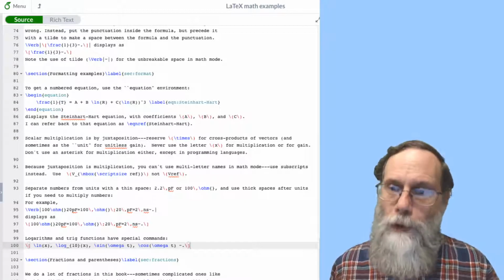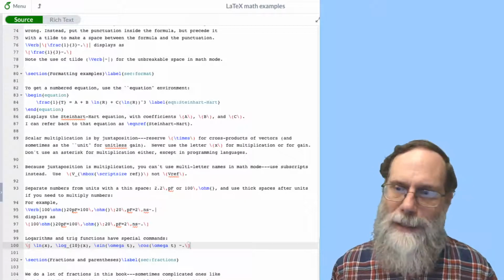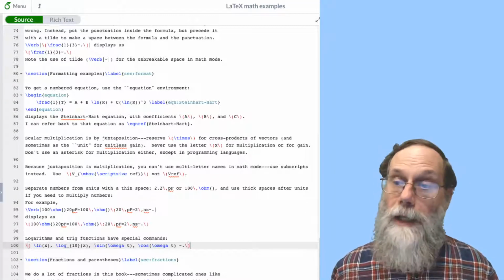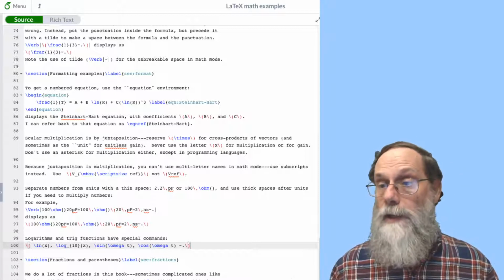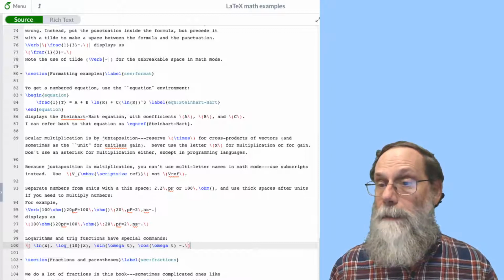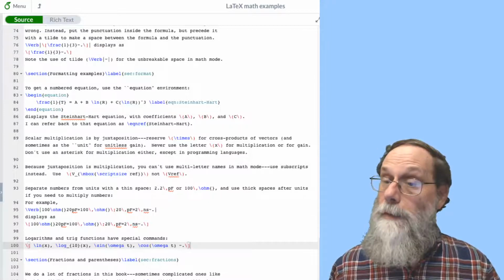Except you don't number the equations, you let LaTeX number the equations. The way you tell LaTeX that you want a numbered equation is you just say \begin{equation}, \end{equation}, and then have the displayed thing in between. That tells LaTeX to number that equation.